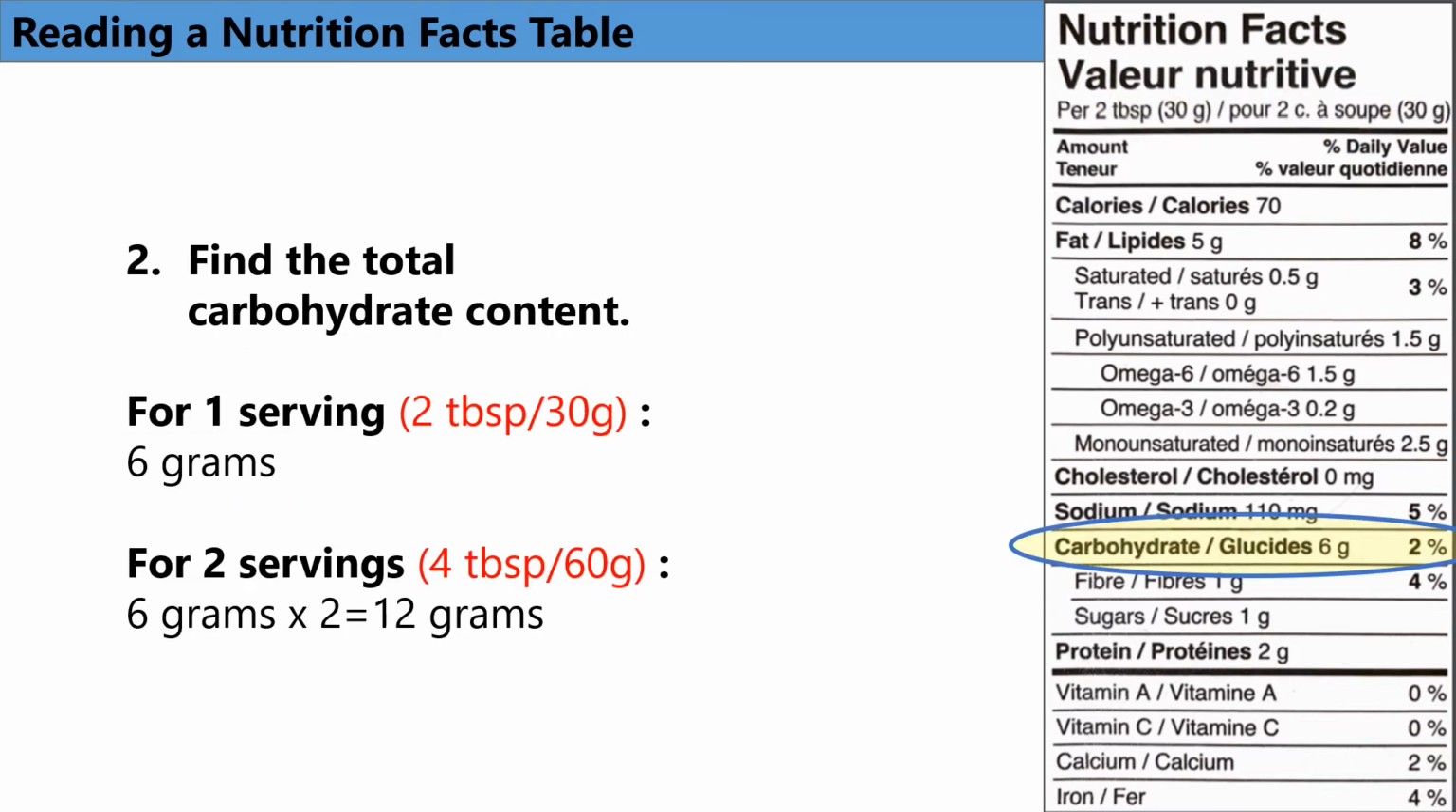Second, you look at the number beside the carbohydrates tab on the nutrition facts table. This will tell you the total amount of carbohydrates in the food or beverage. Remember, you have up to 20 grams for the whole day, unless your medical team has told you another number. Make the most out of the 20-gram daily limit you have. As we learned in our previous slide, for one serving, it would be 6 grams of carbohydrates. For 2 servings, you would double the carbohydrates from one serving to get 12 grams of carbohydrates.